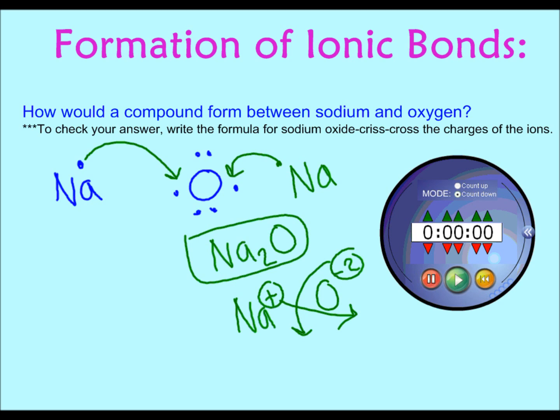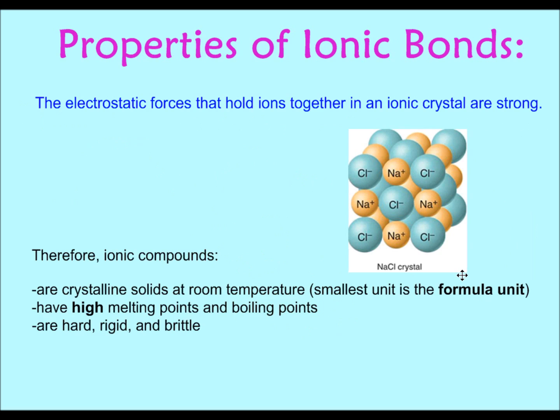Not just because their oxidation numbers crisscross, but because sodium, each one is donating 1 valence electron so that as a happy family, they can all share 8. Okay? Or they all have 8, rather. Okay, so moving on. Okay, properties of ionic bonds.